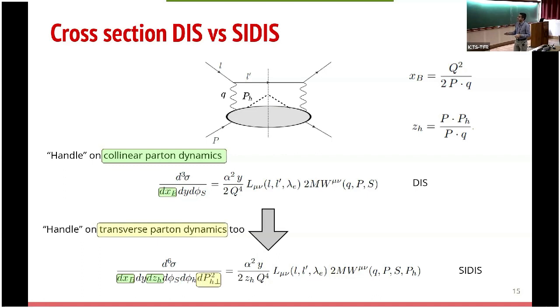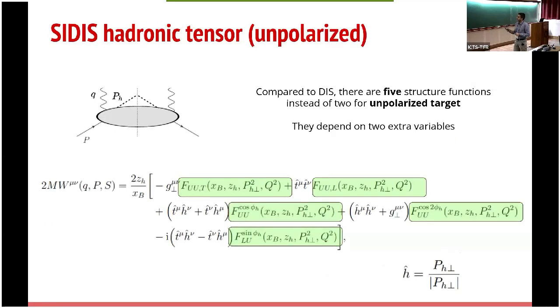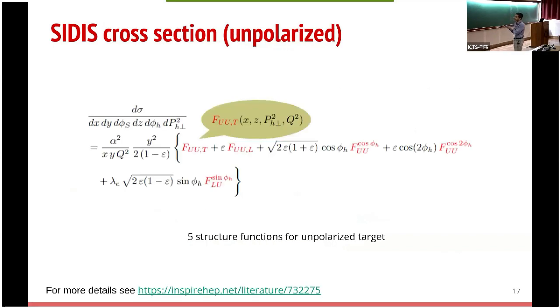Yes, okay. So compared to DIS, as we said, we have a handle on transverse parton dynamics as well. These are the structure functions, the response functions that you can use to describe the hadronic tensor in semi-inclusive DIS. You see that compared to the DIS case, you have 3 additional structure functions. So it's a richer process because you have another vector that you can use to parameterize your cross-section.